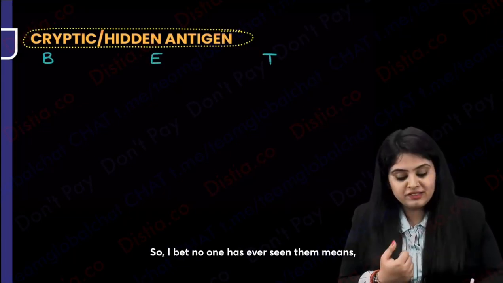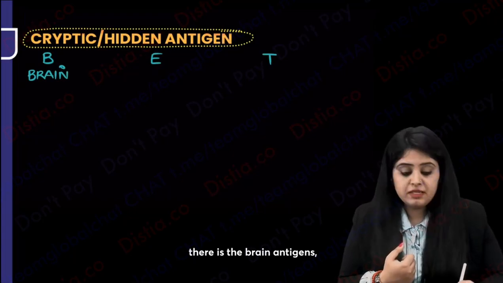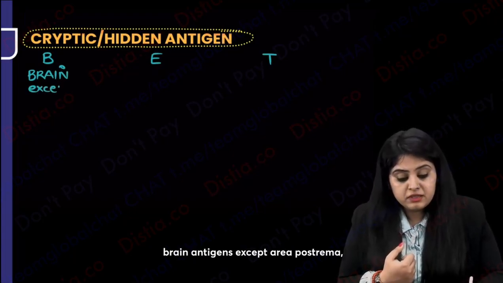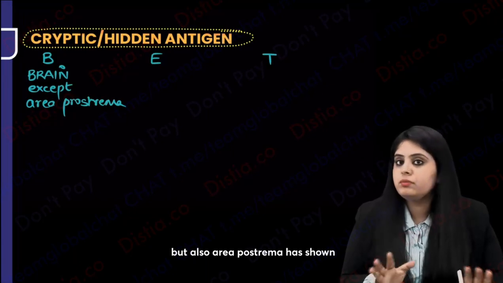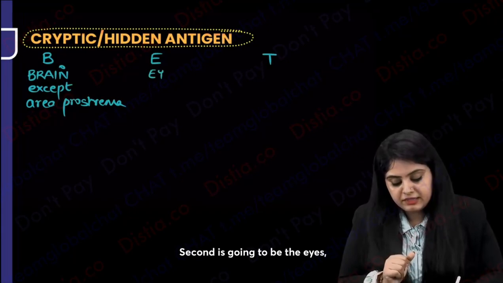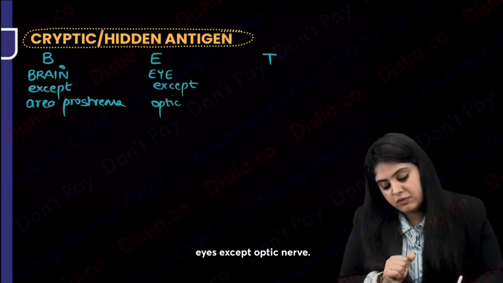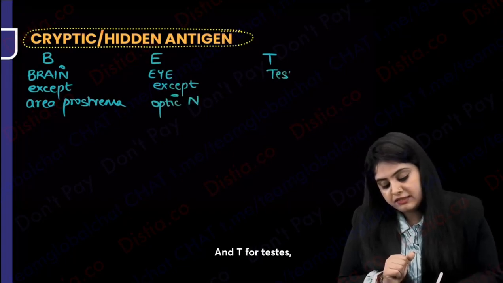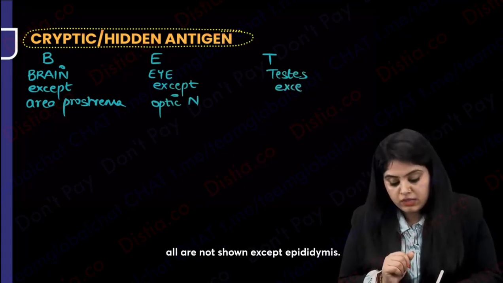I bet no one has ever seen them means there's the brain antigens. Brain antigens except area postrema. Except area postrema, but also area postrema is shown, but other brain antigens are not shown. Second is going to be the eyes. Eyes except optic nerve. Eyes except optic nerve. And T for testis, testicular antigens, meaning seminiferous tubules and all are not shown except epididymis.